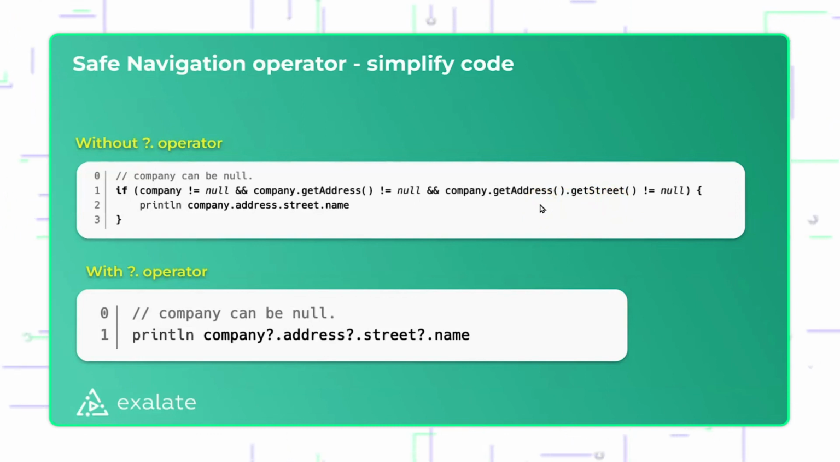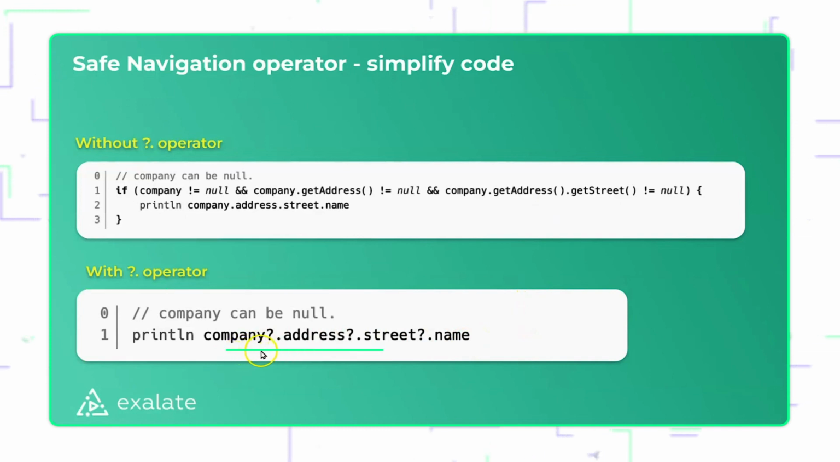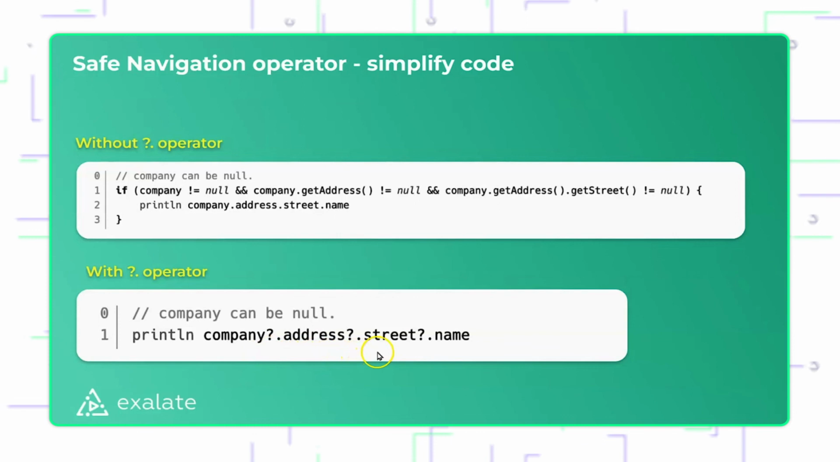Now this code can be compressed, simplified, and unified very effectively using the safe navigation operator. So we saw the safe navigation operator used at 3 places, and the logic remains the same. If any of the objects on the left side of the operator become null, the whole expression will just return null, but still not break, since it will not throw a null pointer exception.